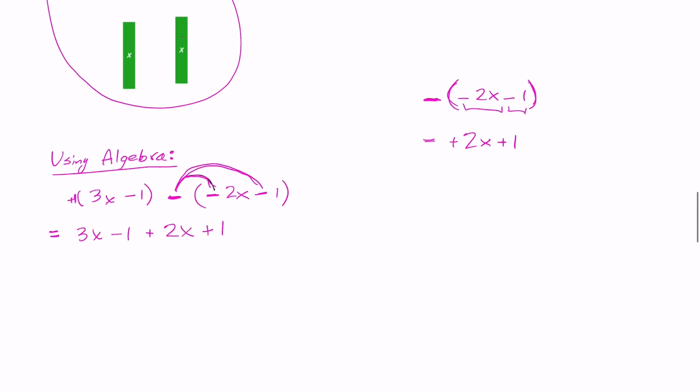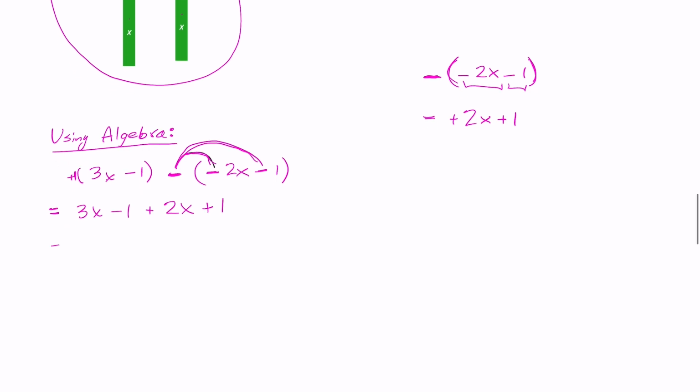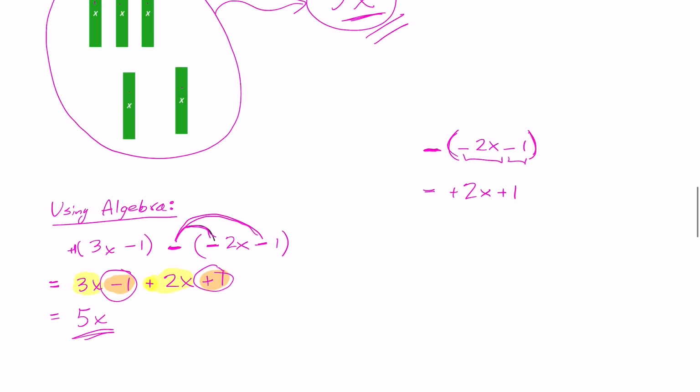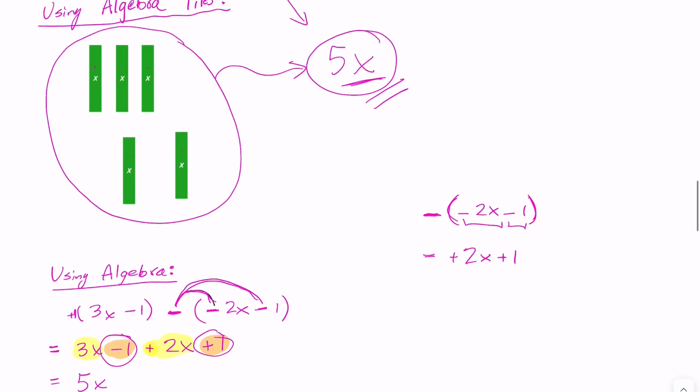Okay, nice. Now I can simplify this, collect the like terms. If I highlight the things that are the same family, there's a 3x and a positive 2x. Remember, the sign's important. Here there's a negative 1 and a positive 1. So 3x and 2x, that's just 5x. Negative 1 and positive 1, they cancel each other out, right? So I'm just left with 5x. And that is the answer to the third question.